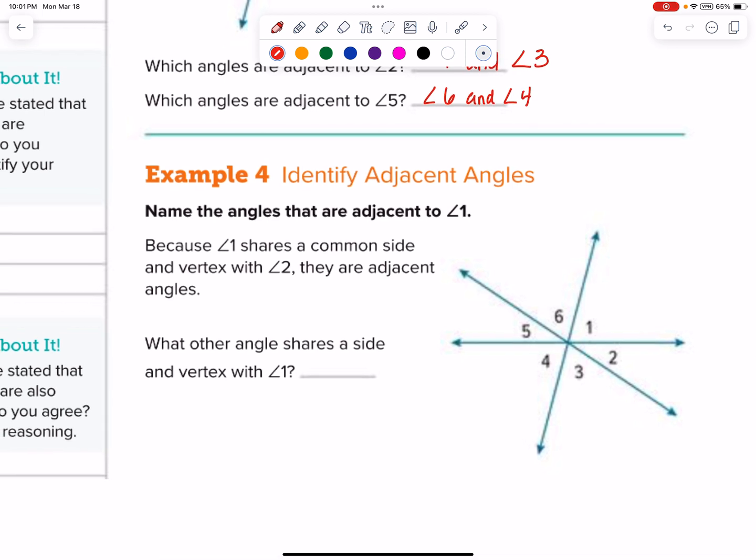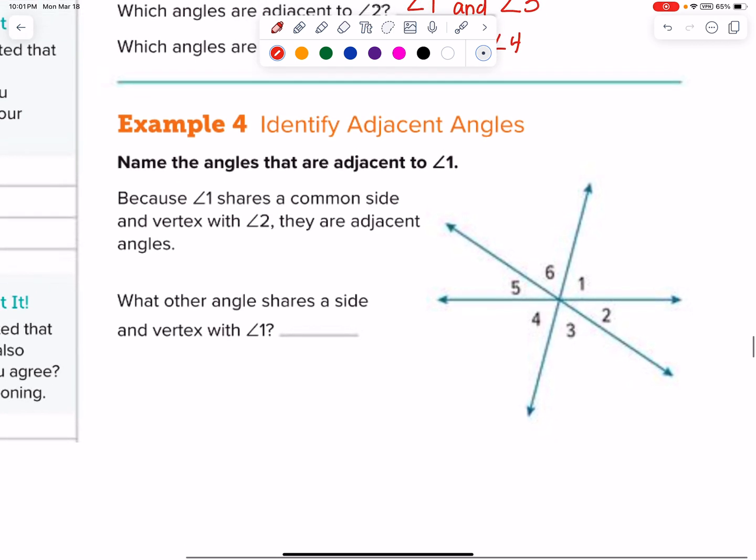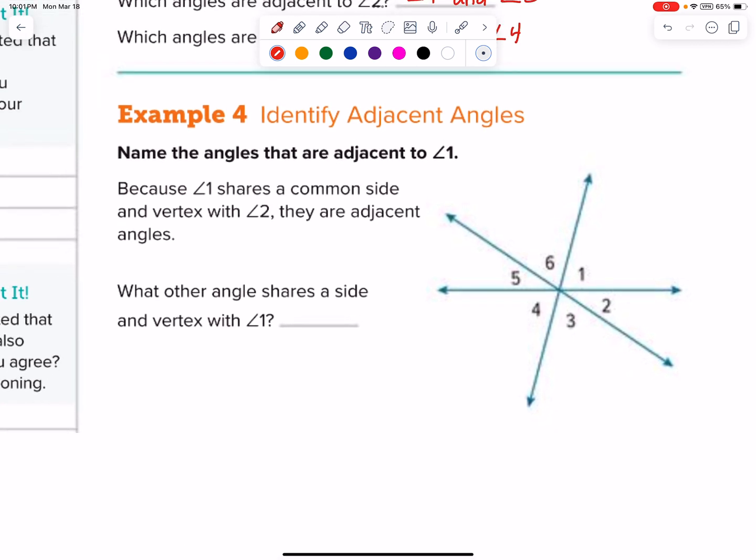All right. Because you understand the rules of adjacent, it helps you understand some other information when we start adding different degrees and things like that. So let's see. It says name the angles that are adjacent to angle 1. Because angle 1 shares a common side and vertex with 2, they are adjacent. What else is adjacent to 1? Well, we can see right next to 1 is angle 6.